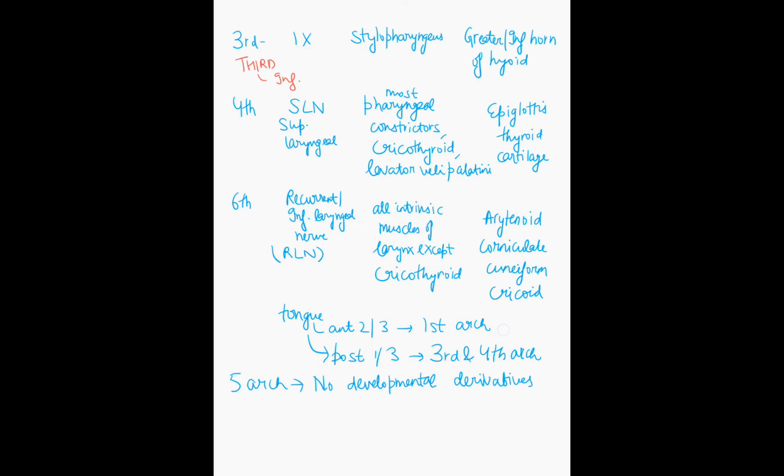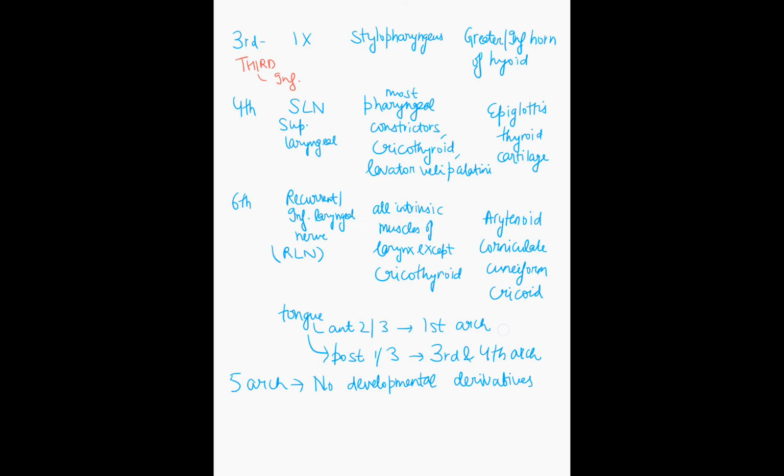Then next we have the third arch. In the third arch, again I is coming, as we discussed in the pouch derivative. So I for inferior horn of hyoid is there, and the inferior horn is the greater horn. Superior was smaller, inferior is the greater horn.